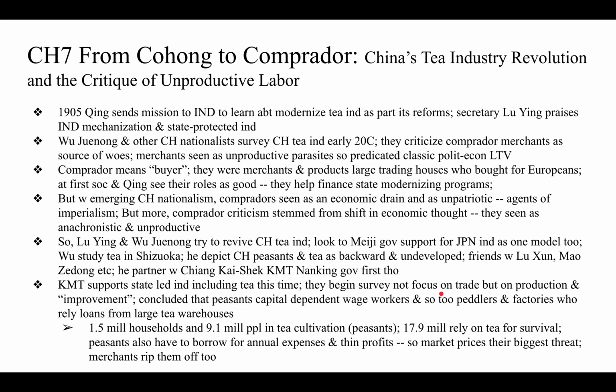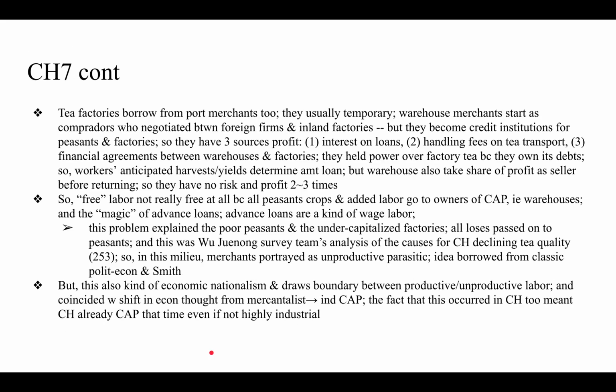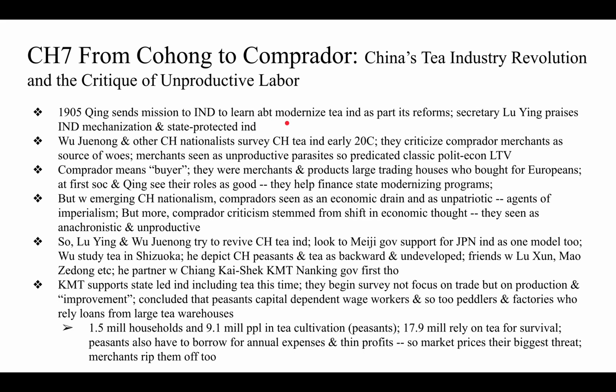And they began a survey of tea that was not focused on trade, but on production and improvement. And they concluded that peasants' capital was dependent on wage workers, and so too were peddlers and factories who relied on loans from large tea warehouses. 1.5 million households and 9.1 million people were engaged in tea cultivation, they found, and 17.9 million relied on tea for survival in some way. Peasants also had to borrow for annual expenses, and they reaped thin profits. So market prices were their biggest threat, and merchants frequently ripped them off as well. Tea factories also borrowed from port merchants. And this is all from the findings of Liu Ying and Wu Juenong in their survey of the tea industry in China.